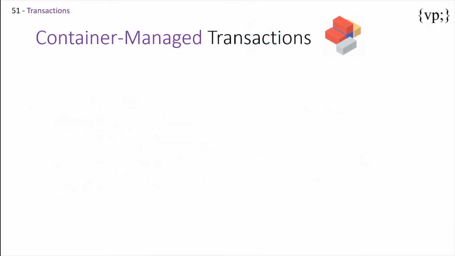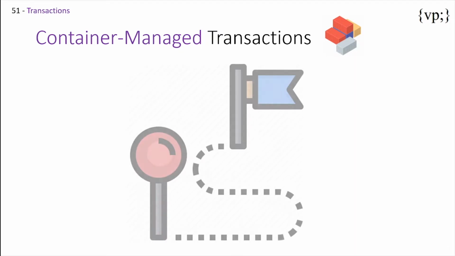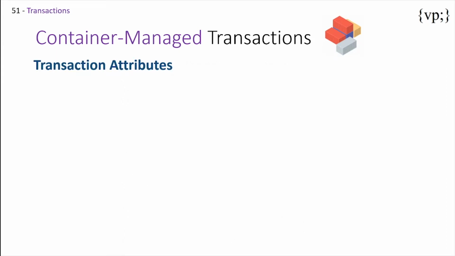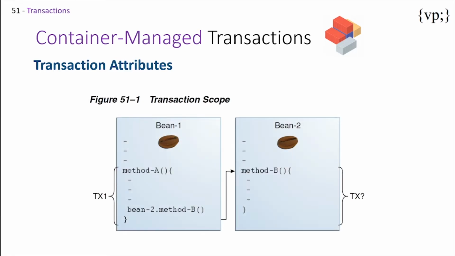So let's take a look into container managed transactions. In an enterprise bean, the EJB container sets the transaction boundaries, where the transaction begins and where it ends. Usually the container places these points right before a method starts and before that method ends. Some cases can be special, like in the next example over here. A transaction attribute controls the scope of a transaction. This becomes important in the figure over here.